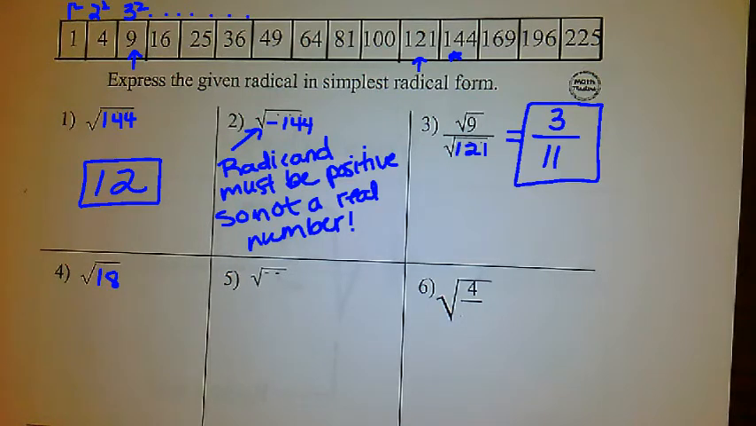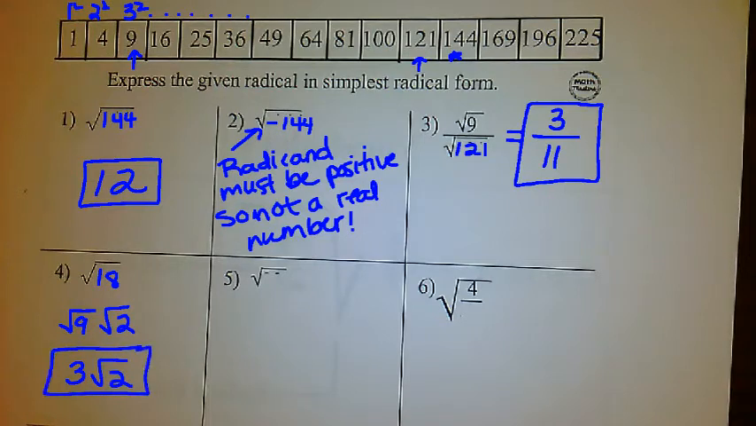Okay, so we have the square root of 18. What we're going to do now is rewrite this with a perfect square in front. I know that 18 can be separated into 9 and 2. So I'm going to write radical 9, radical 2. Always write the perfect square in front, and then simplify that perfect square. That is what you are looking for.